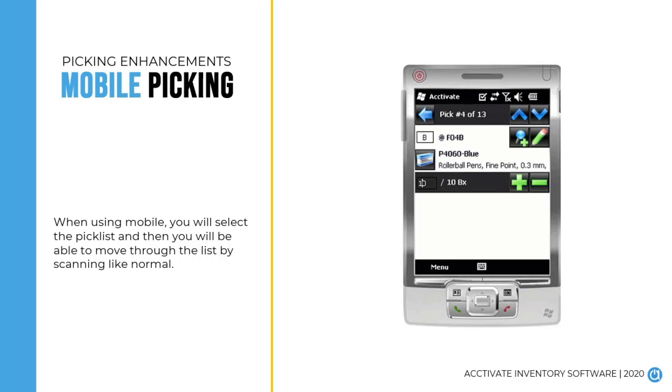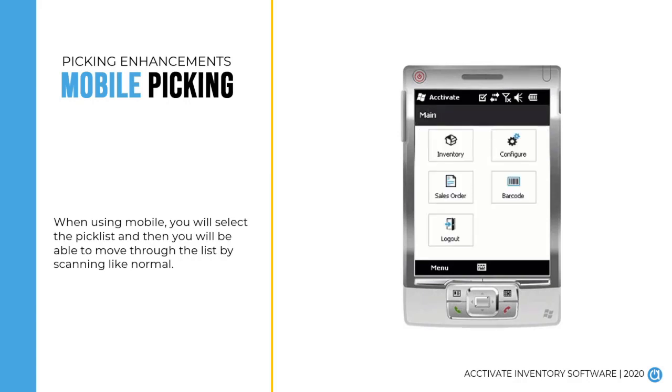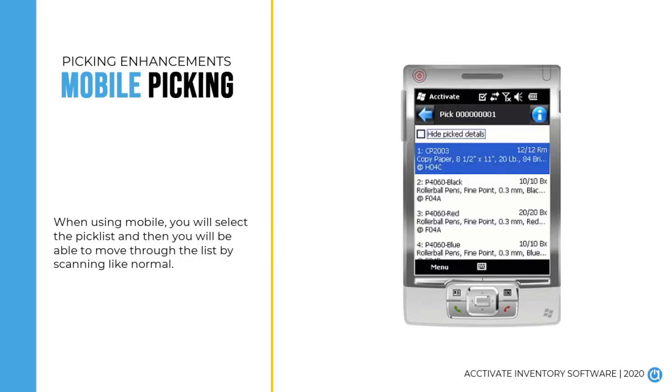You'll notice at the top it has the letter for the order number and the location ID, and then underneath that it has the actual product. You're going to be scanning the barcodes and the lot numbers just like before. Nothing's changed there. Then you'll submit the pick list as completed, just like you did before.